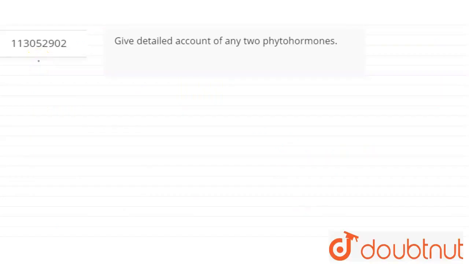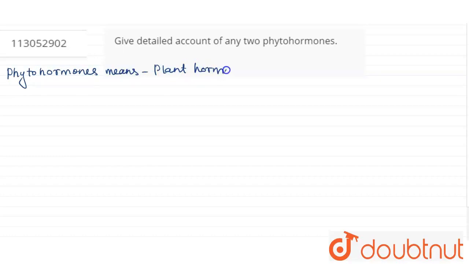Hello everyone. So the question here in front of us is: give a detailed account of any two phytohormones. So the question is asking about any two plant hormones in detail. So here, phytohormones means plant hormones. We will first name four phytohormones and then give the explanation of any two of them.